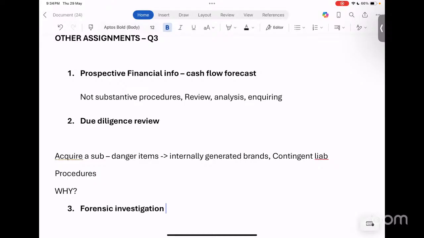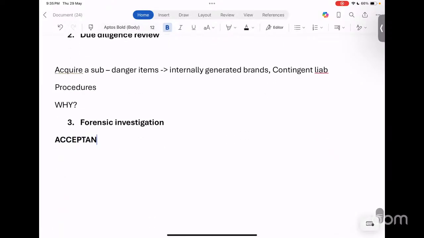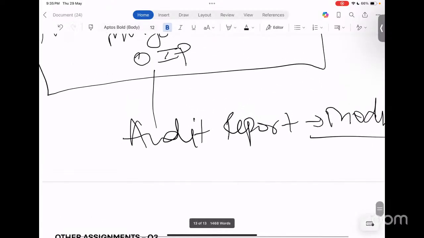These are the other assignments, and also make sure that for each of them, you know what procedures are to be performed before accepting the client. So when to accept, what are the acceptance procedures? The acceptance procedures are exactly the same as audit for all these assignments: getting the background check, looking out for knowledge, training, experience, making sure that ethics are intact, all that stuff. That's the same as audit itself.